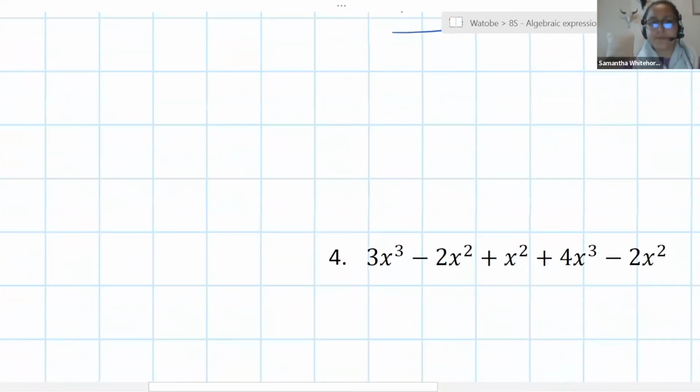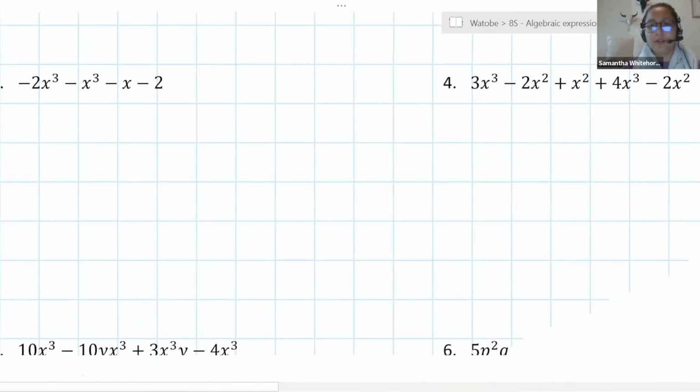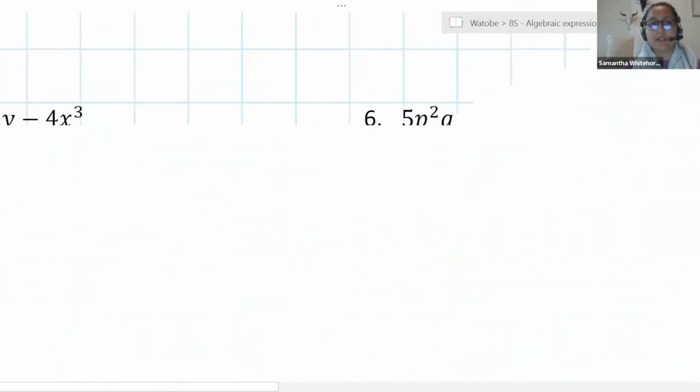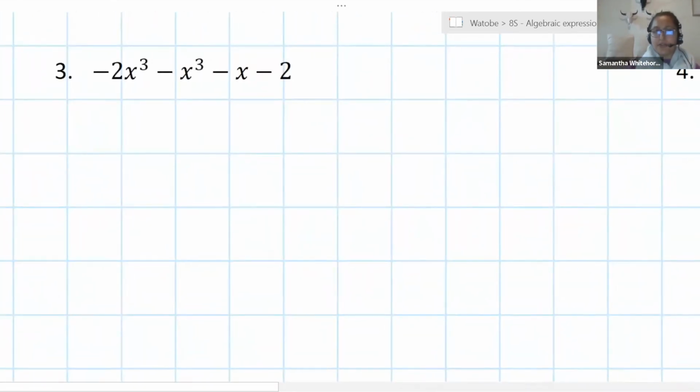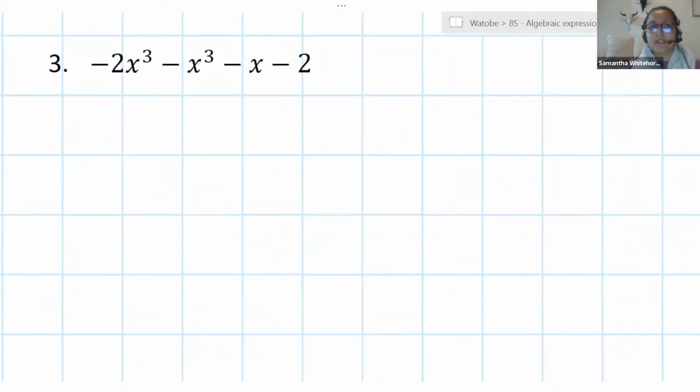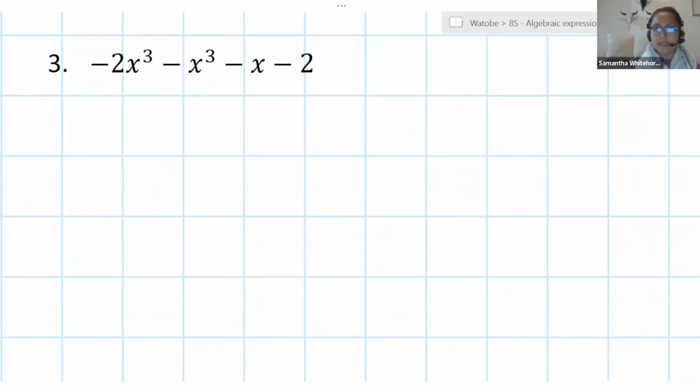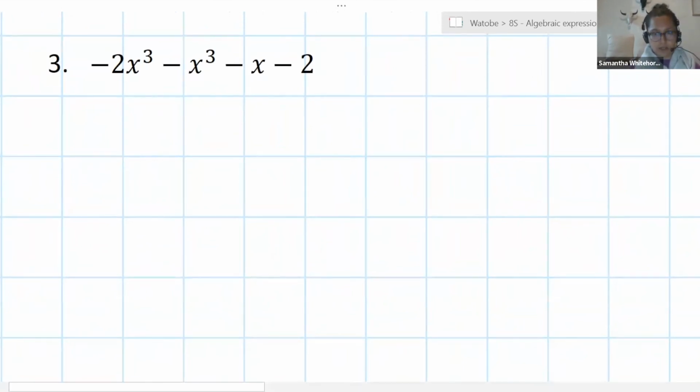Alrighty. So let's do this. Let's see number 3. So we've got minus 2x cubed, minus x cubed, minus x, minus 2. So remember, identify your like terms and then simplify that expression for me. So I'll give you a second or two again to put it in the chat. And remember, really important that you identify your like terms.